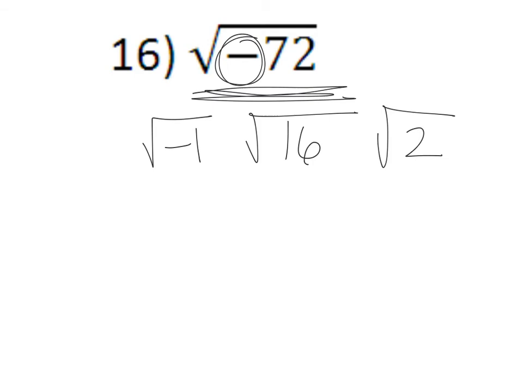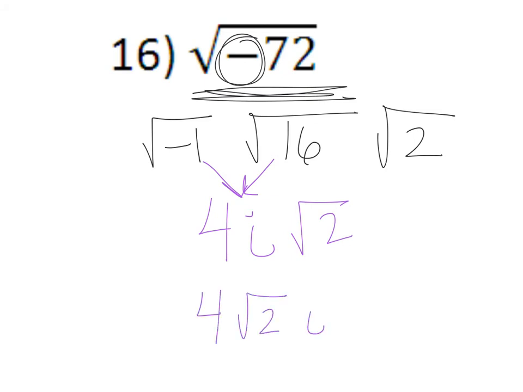So I could rewrite this as 4, that's the square root of 16, i, that's the square root of negative 1, square root of 2. Remember, you could also have your answer like this, as long as I can see clearly that the i is not underneath the root.